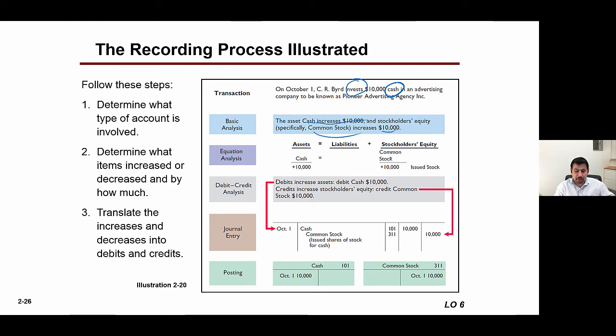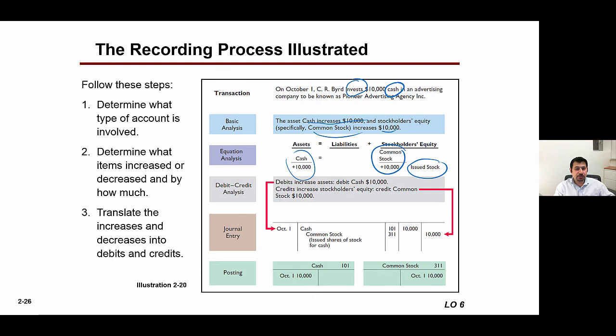We write down the accounting equation like we did before, and this is how we do the analysis. Cash has increased 10,000, common stock has increased 10,000. We put here the explanation. As you remember, we always need to keep track of what caused the change in stockholders' equity, so we have issued stock. Now we translate that into debits and credits.